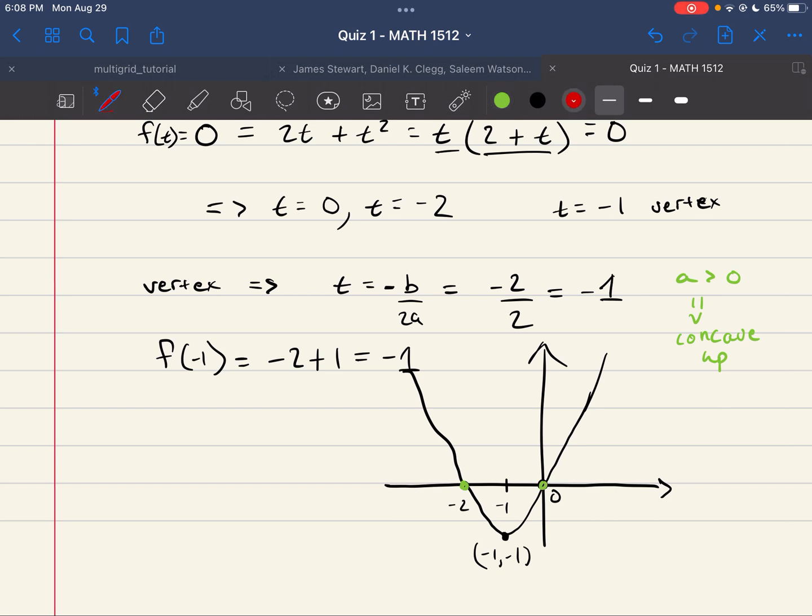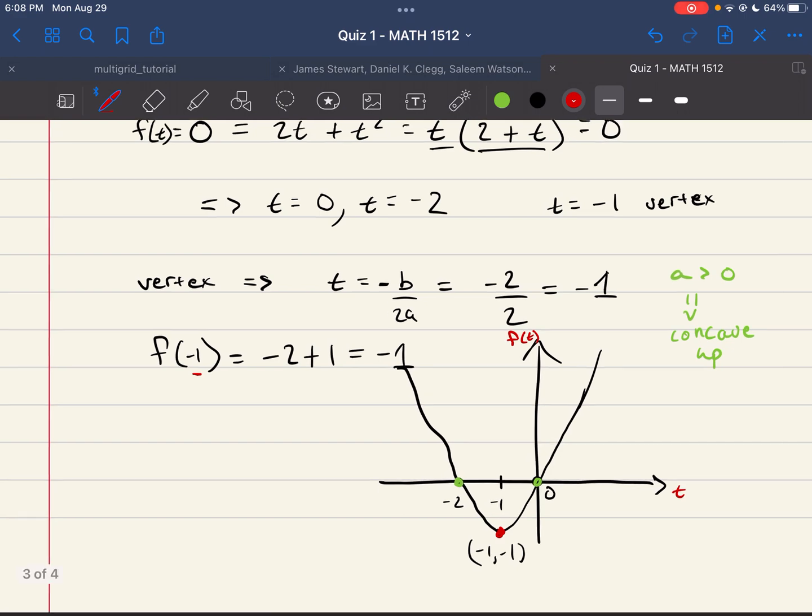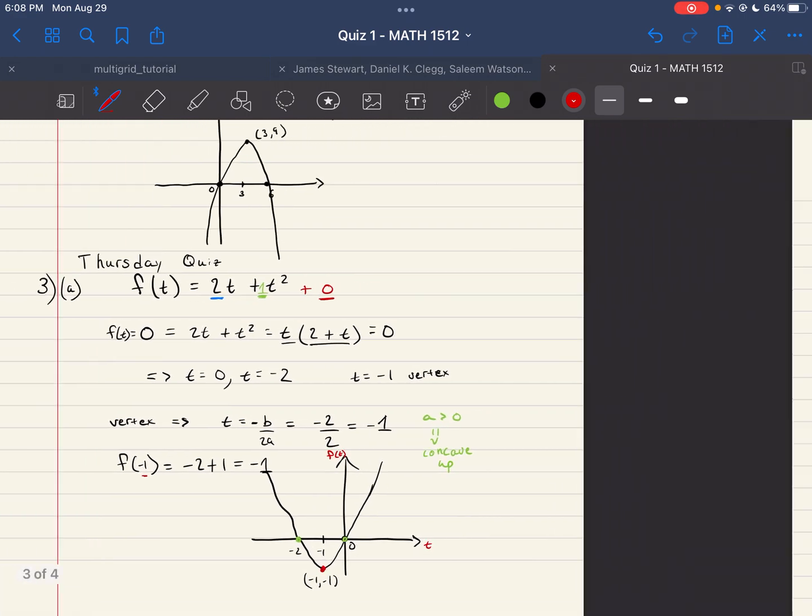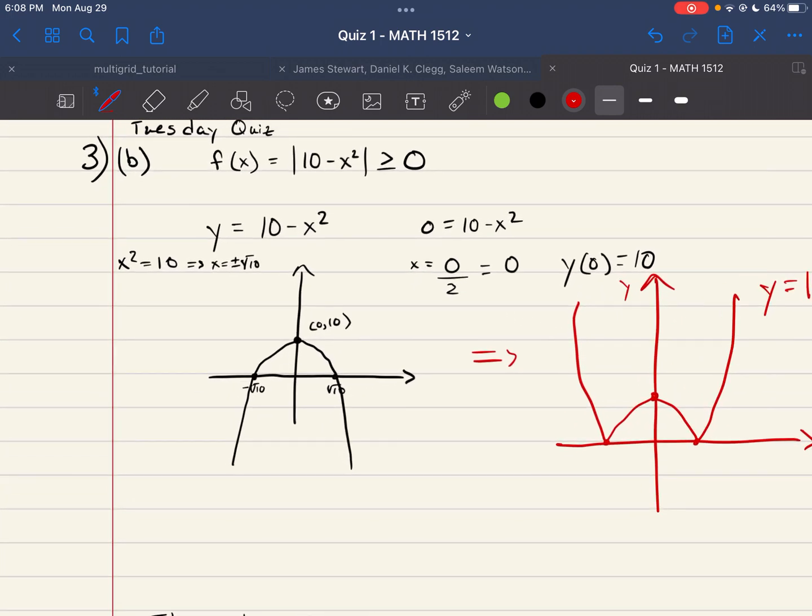We figure out what the y value of the vertex is by plugging in that negative 1, and we get negative 1. So we have our vertex, our two x-intercepts, and a parabola that's concave up, similarly as shown below, f of t versus t. Next, the graphs were a bit tricky. It was the absolute values.